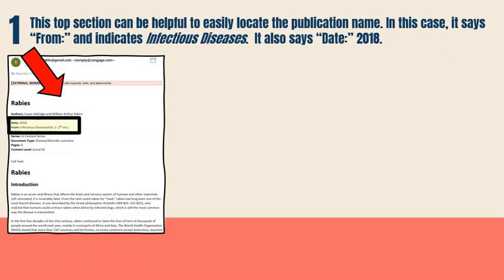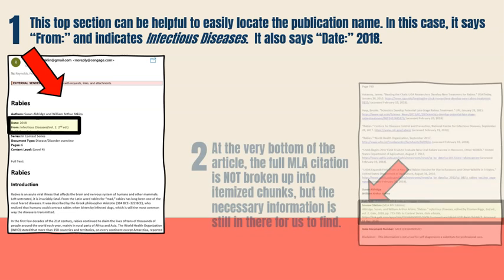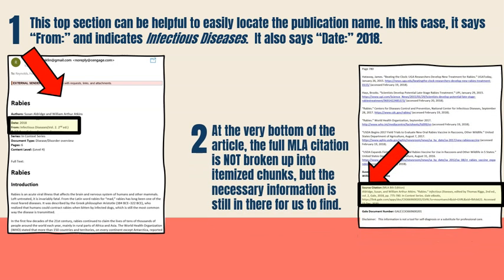This top section can be helpful to easily locate the publication name. In this case, it says from and indicates infectious diseases. It also says date 2018. We now know that this publication is called Infectious Diseases, and it is a book because it is copyrighted 2018. There is no month or day in the date, which lends itself to being a book or encyclopedia. At the very bottom of the article, the full MLA citation is not broken up into itemized chunks, but the necessary information is still in there for us to find.